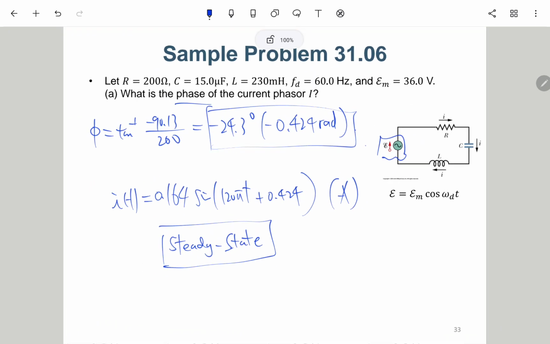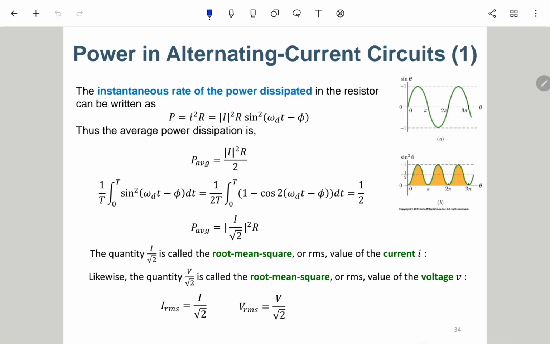Okay. So any questions? No one, right? Okay, so if no question, then we can move forward. So let me finish this page.